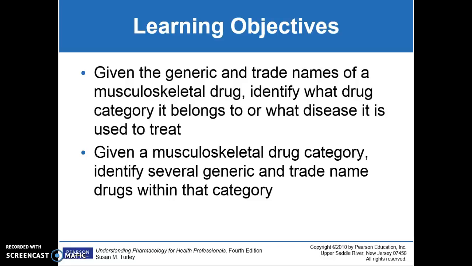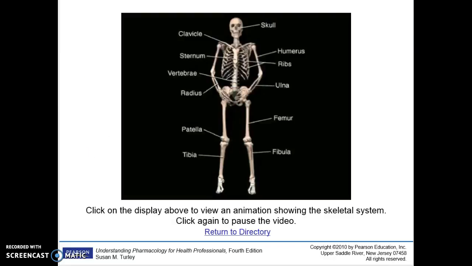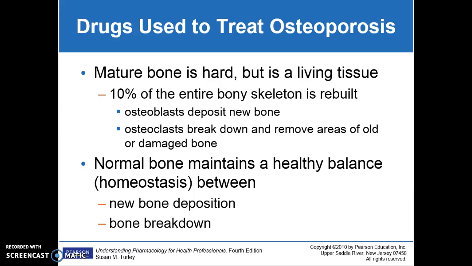So as you go through here, you're going to want to familiarize yourself with the skeletal system. If you don't remember everything you learned about it before, you'll want to go back and familiarize yourself with where the different parts are and how they're affected. As we start looking at the different drugs, we're going to first look at osteoporosis.